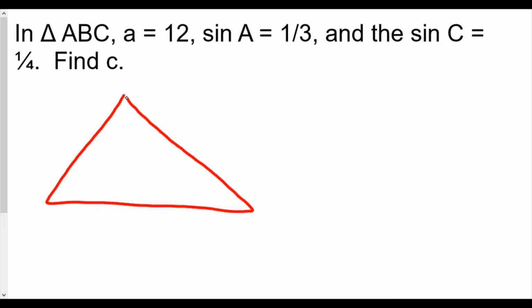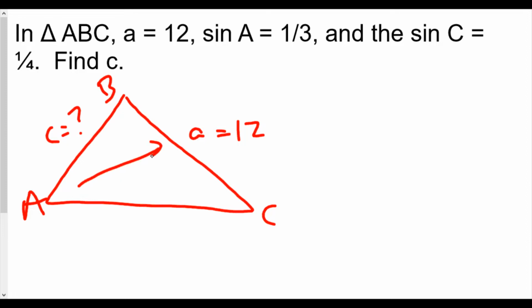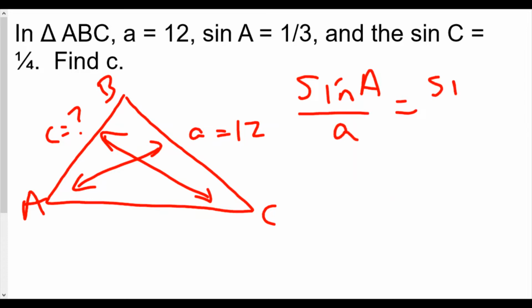So let's make this angle A and this angle B, and here's angle C. The side opposite angle A is lowercase a, which we're told is 12. The side opposite angle C is lowercase c, and that's our unknown value. Since we're only dealing with angle A and the side opposite, and angle C and the side opposite, we're not going to deal with angle B. So we set up our proportion: the sine of A over a equals the sine of C over c.